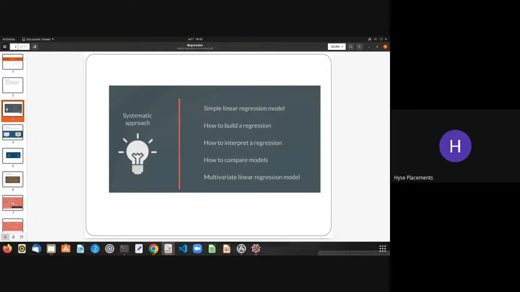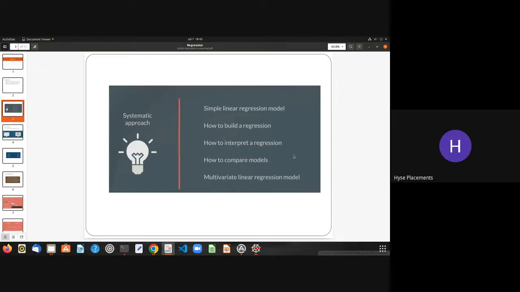In regression analysis, when we start machine learning, we are going to first start with the simple linear regression model itself. Here I'm giving you a basic summary about simple linear regression. After completion of the data pre-processing techniques, we'll go with the major part. In machine learning, I'll teach you more about simple linear regression and how it can be approached through Python. So: simple linear regression, how to build a regression, how to interpret a regression, how to compare models, and the multivariate regression model.